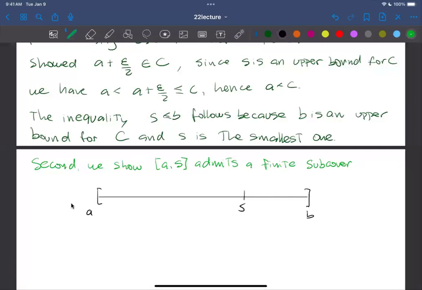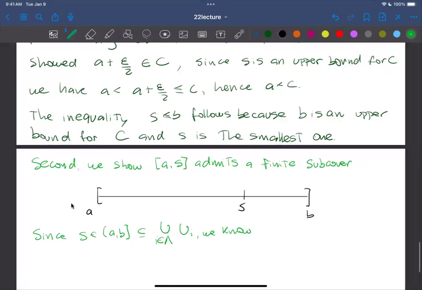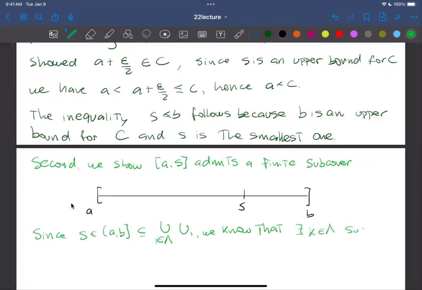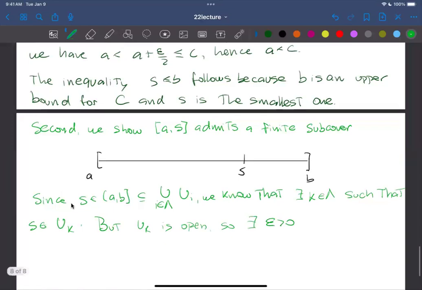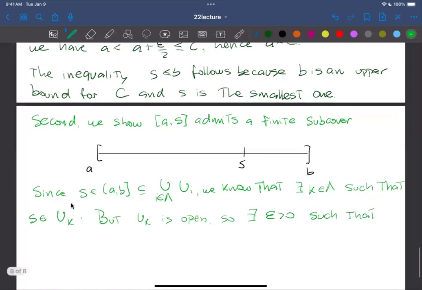I will build on this graph. Since S lives in [A, B], which is inside the union, inside this open cover, we know that there must exist some open set that will contain S. That is, there exists some K in Lambda such that S actually lives in U_K. And now we're going to use that U_K is open. So there exists some epsilon bigger than 0, such that not only S, but (S minus epsilon, S plus epsilon) lives inside of U_K.